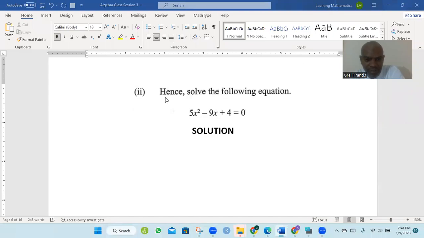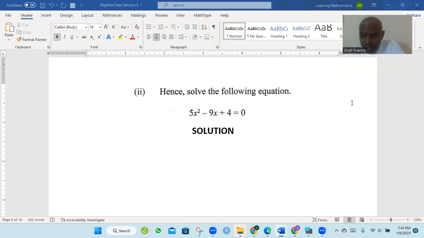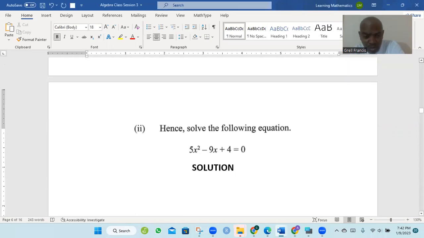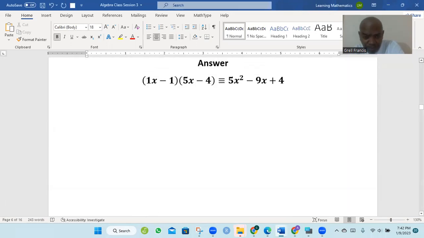This question says, hence solve the following equation. When a question tells you hence, it means that the solution of a prior question, you can use it to help you solve the following question. So when it tells you hence, let's go back to number 2a part 1.